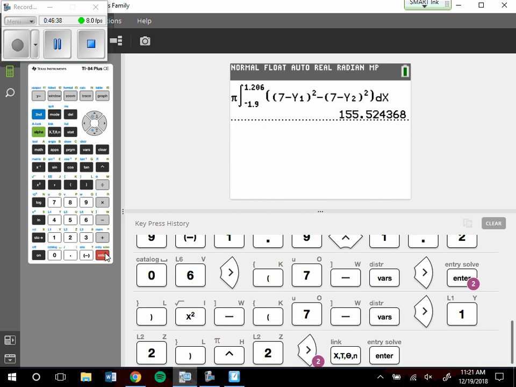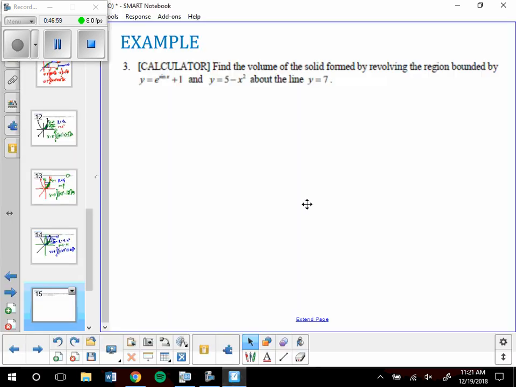If you're ever doing dy, you can just use x instead of y. If you really want to use y, you can do alpha 1. Do you see the little green y above the 1? It works the same way. So that's volumes of revolution.